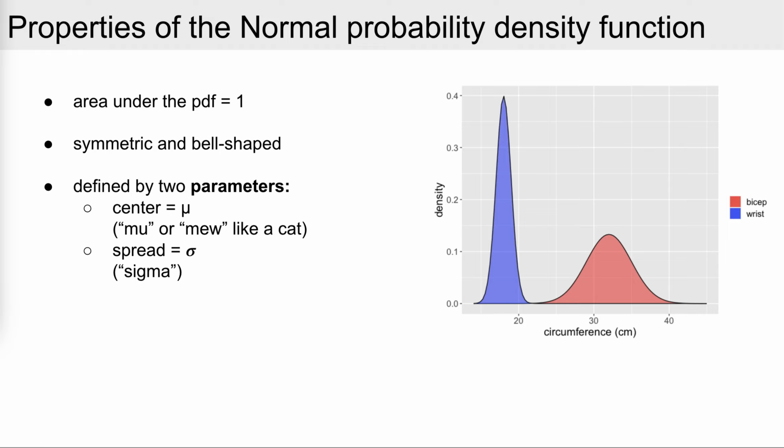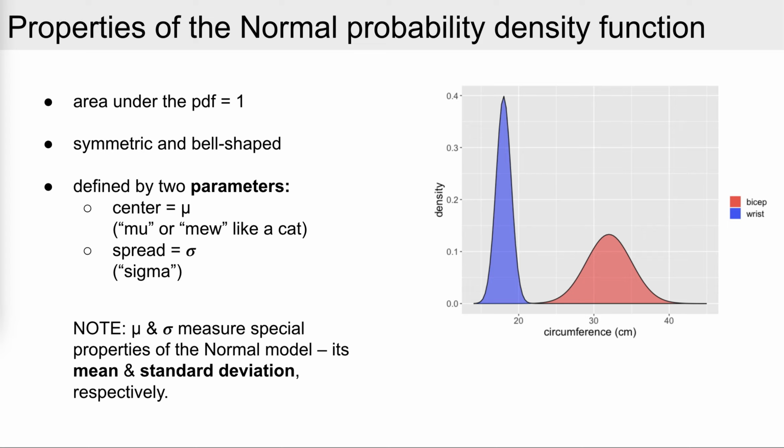Further, the spreads of the PDFs differ. There's much more variability in biceps than in wrists from person to person. We'll represent this parameter, the spread of a normal model, by the Greek letter sigma. Though we won't get into the details yet, mu and sigma actually measure special properties of a normal model, its mean and standard deviation, respectively. We'll use these terms throughout the video, but won't define them more precisely until a future lesson.